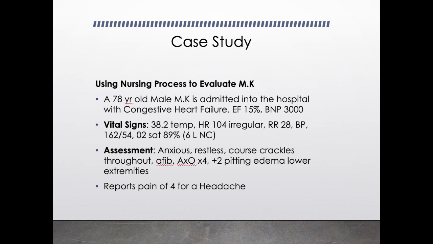Our assessment is anxious, restlessness, coarse crackles throughout, AFib, A&O times 4, plus 2 pitting edema in the lower extremities, and reports pain of 4 for a headache. Now I want you to use your clinical judgment just based upon this assessment. What do you think is going on, and what would be your main priority for this patient? So give it some thought. Pause the video if you need to.